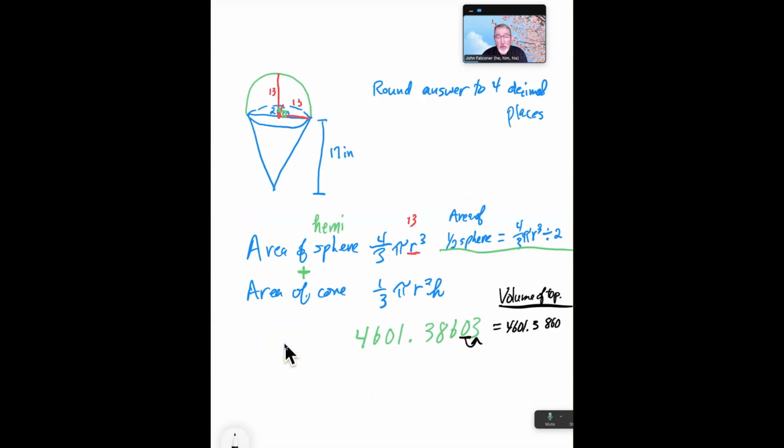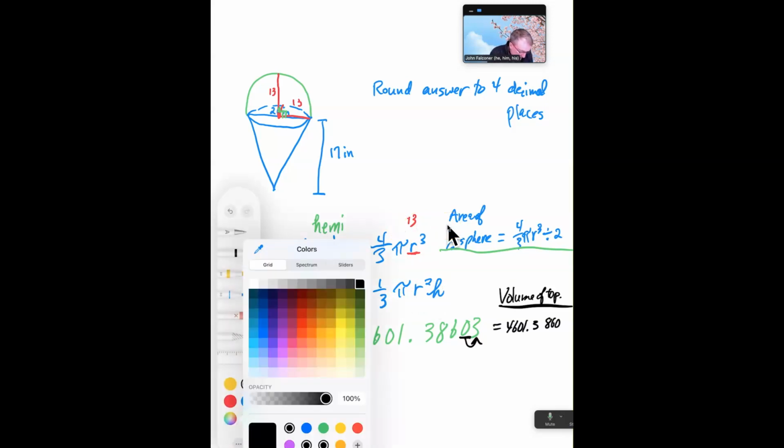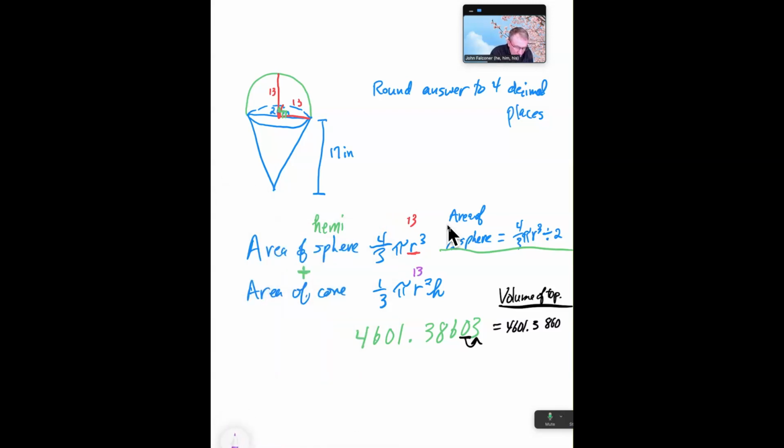The value of the volume of the cone. So we're going to do 1/3 times pi r squared times h. And we know that the r here is 13. So let's write that in. Let's use purple. So 13 here, and h is 17. And everything else is given or constant. There's pi.